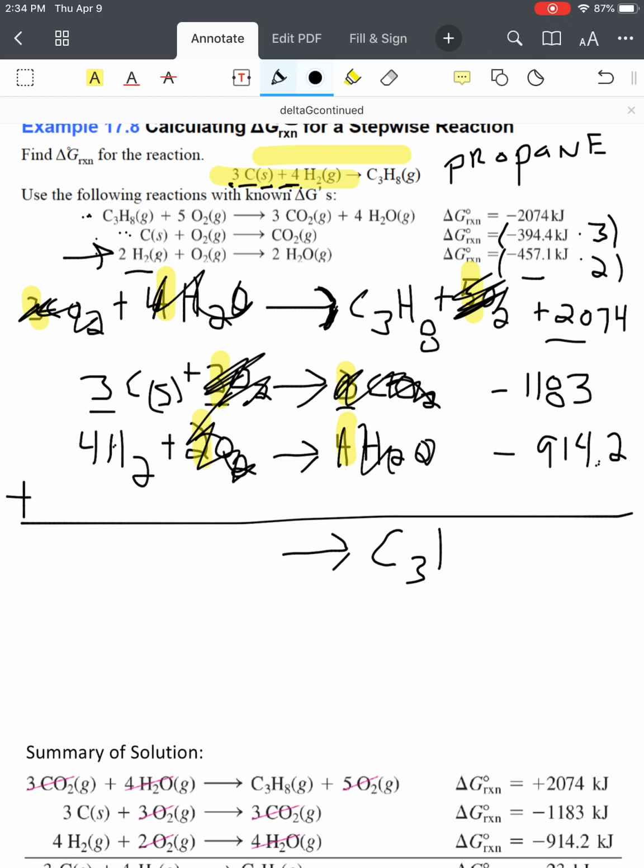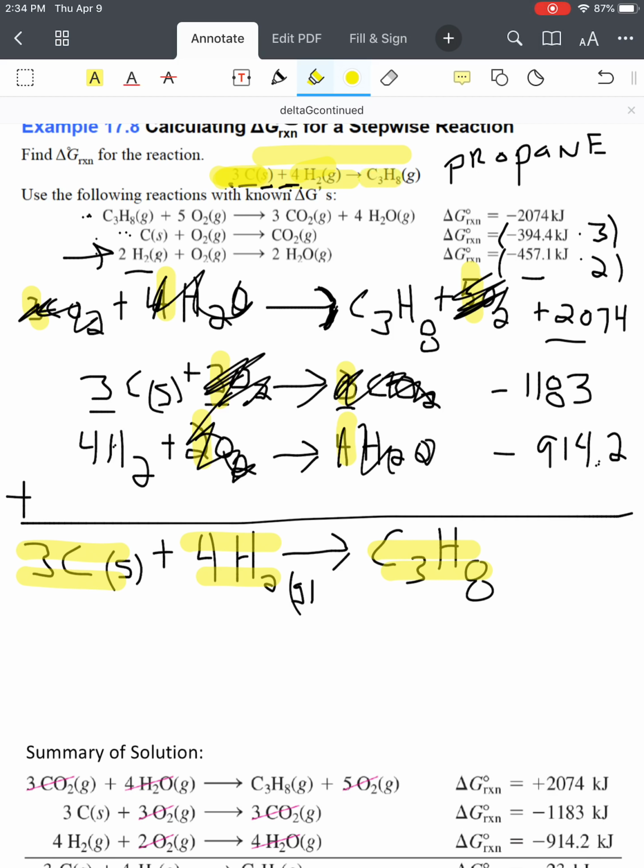And everything else that doesn't cancel out comes down. So my C3H8 comes down, that's my propane. 3 copies of carbon, solid, comes down to the desired reaction, and 4 copies of H2 gas come down. And sure enough, the reaction that I generate is exactly the same as my desired reaction. So I've added 3 reactions together with a little bit of manipulation to come up with my desired chemical reaction.